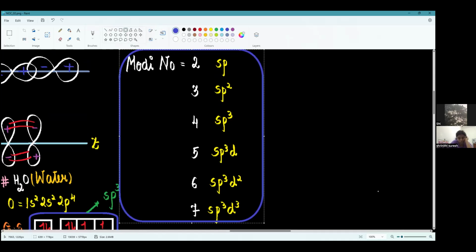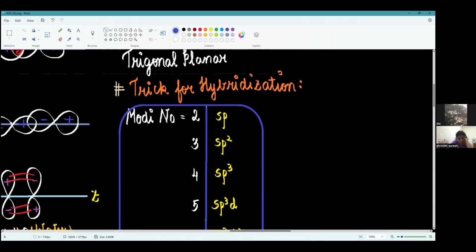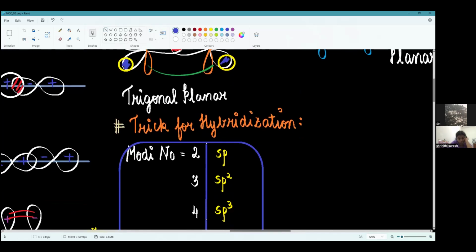Now, the next thing we have to do is find this Modi number. Because if the Modi number is 2, the hybridization will be sp. But how do we find this Modi number for any particular central atom? I will write that entire method over here. Listen to me very carefully. They say that the Modi number is nothing but the sum of sigma bonds and lone pairs.